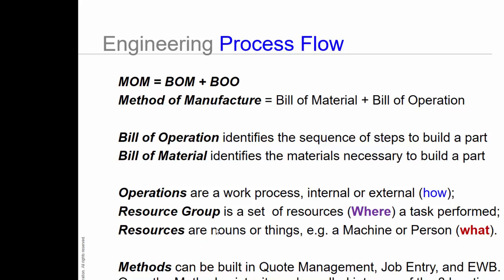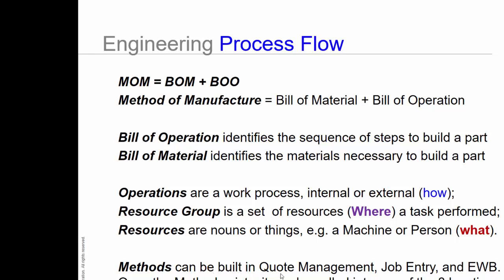Now, a resource is a thing. It is a machine. It is a COMAX machine. It is something that we have that's actually a machine. The person that runs it is also a resource. The COMAX machine won't run itself. There has to be someone to do that. A resource group means where all of these things are. A resource group could be cutting. That would be all the cutting machines and all the people involved in cutting.